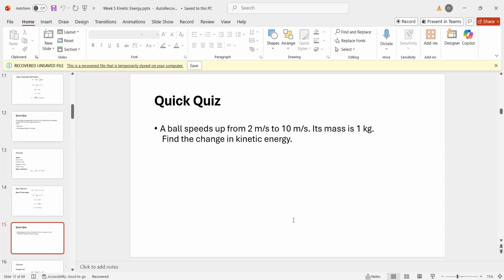The ball speeds up from 2 meters per second to 10 meters per second. Its mass is 1 kilogram. Find the change in kinetic energy. Yes, 1 minute.